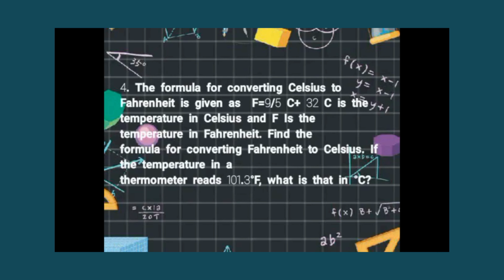Number 4. The formula for converting Celsius to Fahrenheit is given as F equals 9 over 5 C plus 32. C is the temperature in Celsius and F is the temperature in Fahrenheit. Find the formula for converting Fahrenheit to Celsius. If the temperature in a thermometer reads 101.3 Fahrenheit, what is that in Celsius?